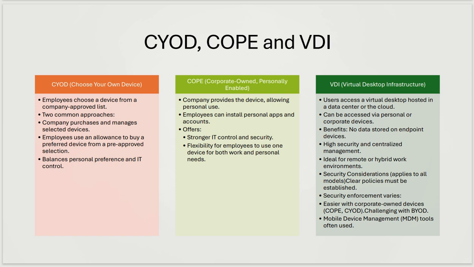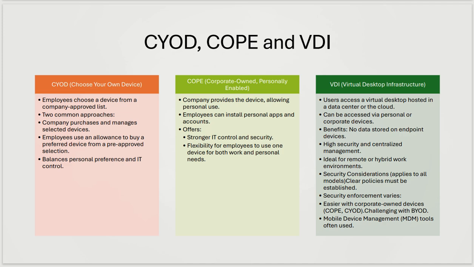Besides the bring your own device, you also have the choose your own device policy. In the choose your own device, the employees choose a device from the company's approved list of devices, and they have two approaches. The company can purchase and manage selected devices on behalf of the employees, or the second approach, the employee can use an allowance to buy a preferred device from a pre-approved selection. The choose your own device is a balance of personal preference and IT control.